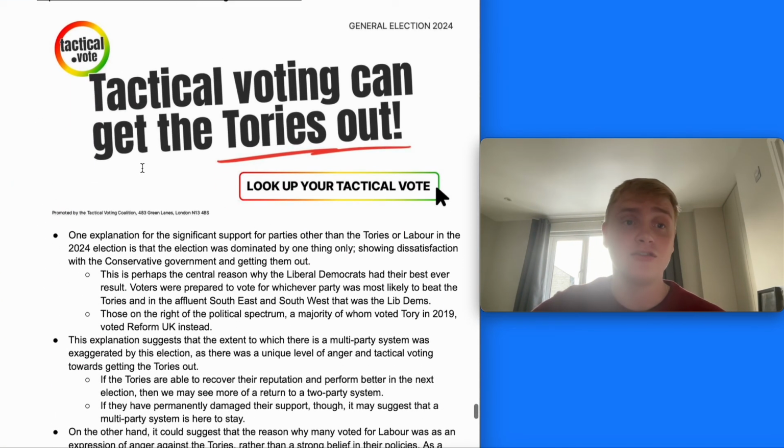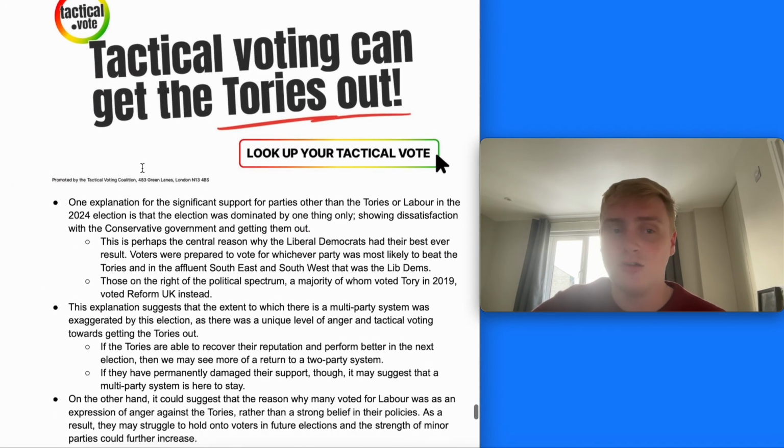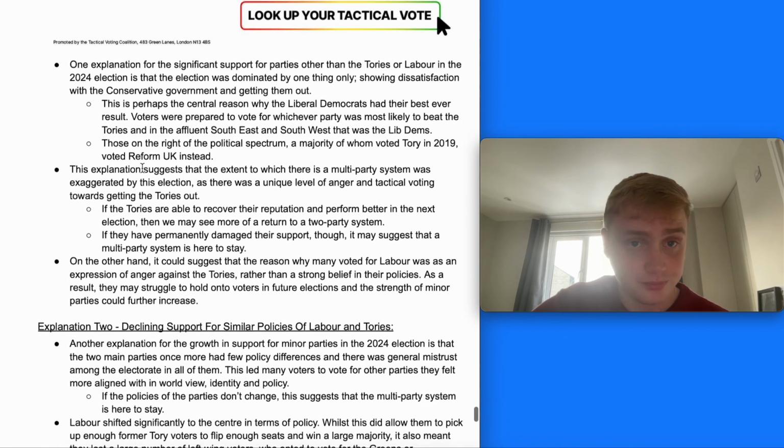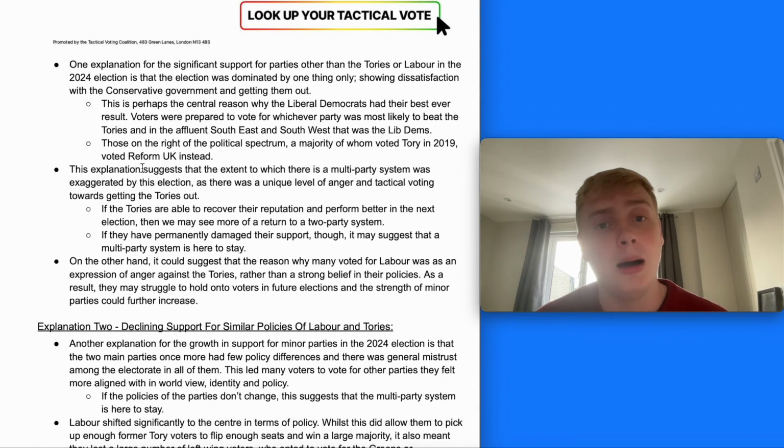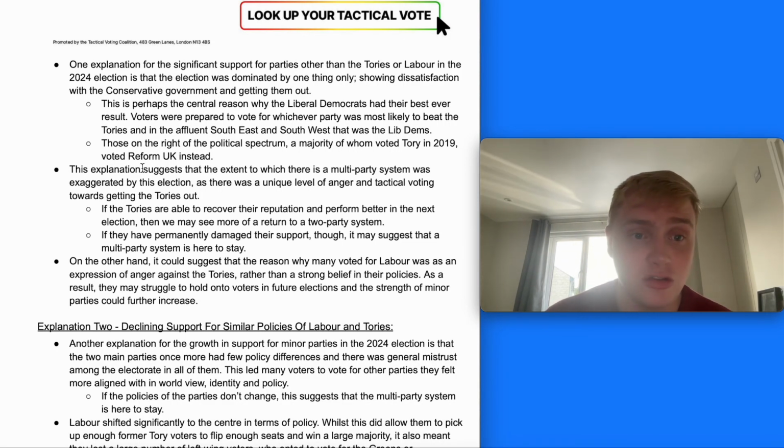In terms of explanations for this, one is that it was all about tactical voting and getting the Tories out, and that suggests that the support for parties other than the Tories or Labour was dominated by one thing only, and that was showing dissatisfaction and anger with the Conservative government. And that can be seen as a central reason why the Lib Dems did so well. It was due to tactical voting. And whilst those on the right of the political spectrum, a majority of whom voted Tory, voted Reform instead to show their dissatisfaction with the Tories.